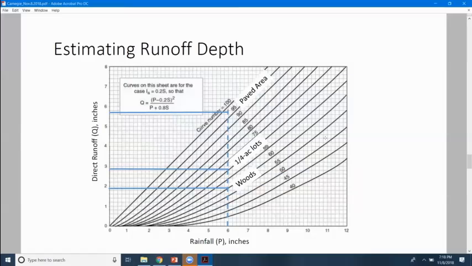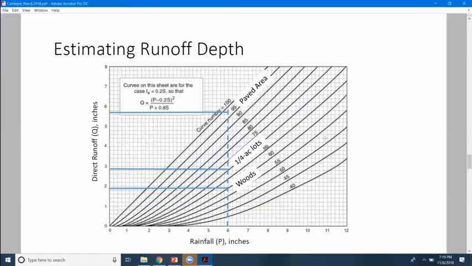Don't look at the equation, just look at this graph. I'll explain it. This is a very simple model that engineers use. It's actually probably the second simplest model that engineers use to come up with designs for drainage structures, for example. I just picked an example here with 6 inches of rain, which is what we saw during the Father's Day storm.